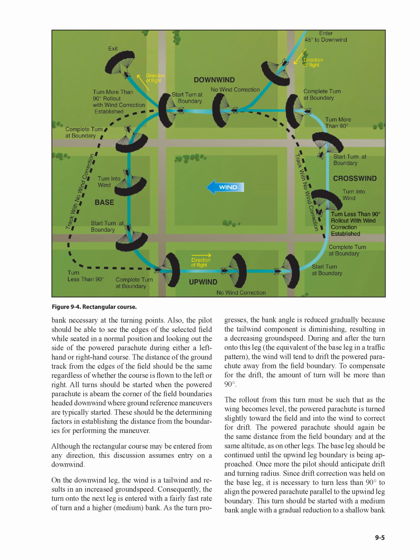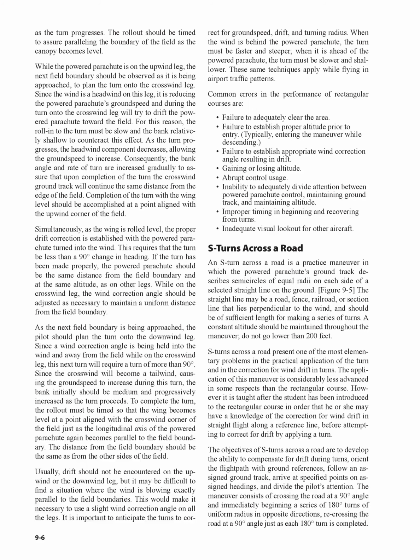Once more, the pilot should anticipate drift and turning radius. Since drift correction was held on the base leg, it is necessary to turn less than 90 degrees to align the powered parachute parallel to the upwind leg boundary. This turn should be started with a medium bank angle with a gradual reduction to a shallow bank. As the turn progresses, the rollout should be timed to assure paralleling the boundary of the field as the canopy becomes level. While the powered parachute is on the upwind leg, the next field boundary should be observed as it is being approached, to plan the turn onto the crosswind leg.